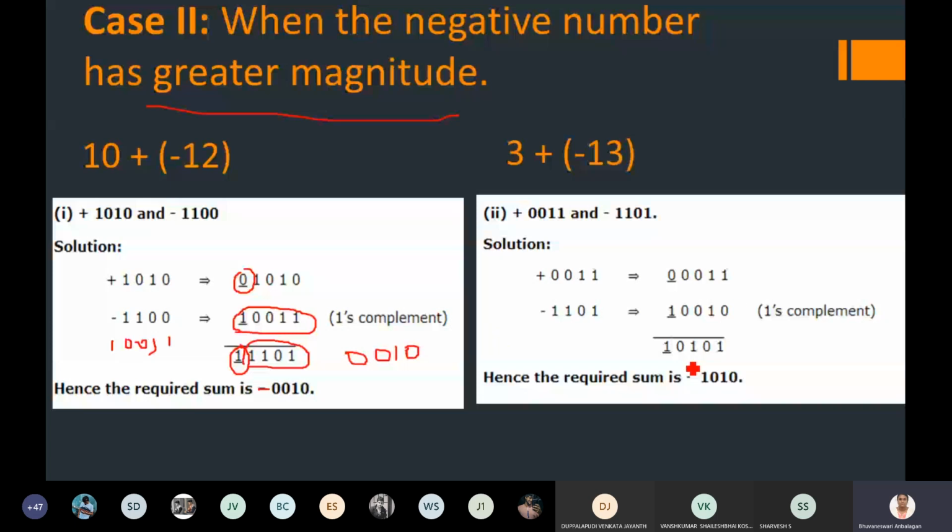Here also I am going to add these two numbers, where this negative number is going to have the higher magnitude. Again, I am getting 1 as the sign bit. So 1 means what? It is a negative number. But here what answer did I have? I have some different answer. So if it is a negative number, I have to take the ones complement of the given number, which is going to be minus, negative. So this is the answer I am getting here.